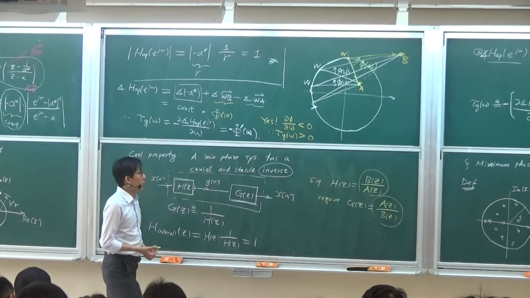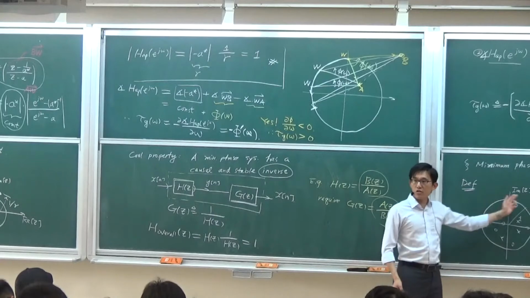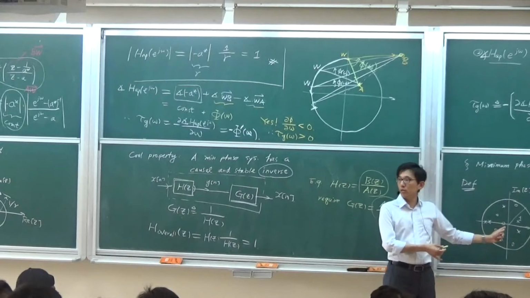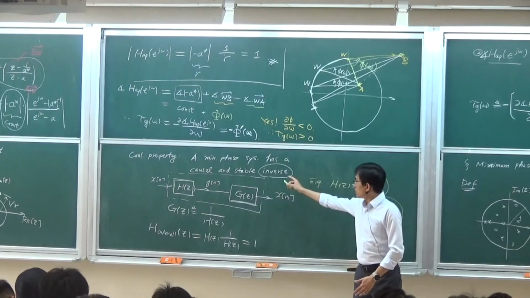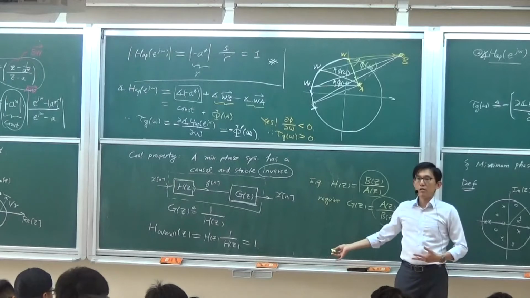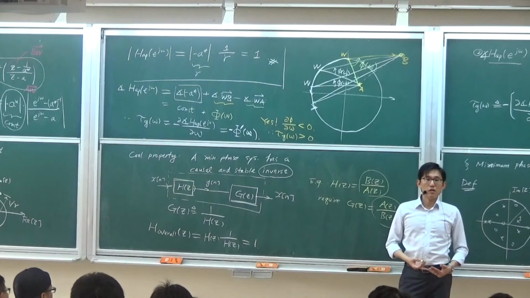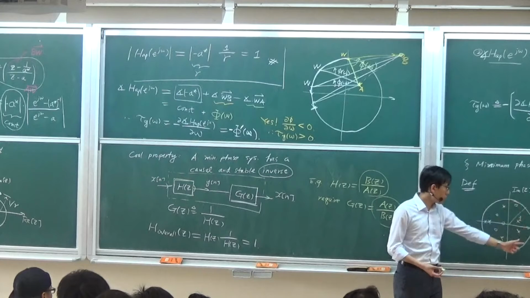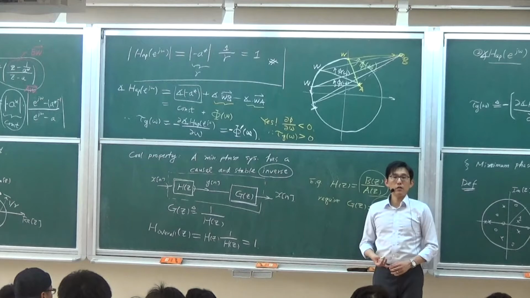So that's why we say the conclusion is this: a minimum phase system, by definition, has all the zeros and poles inside the unit circle. And for this kind of system, it has a cool property that the inverse is also stable, because now all the zeros and poles are inside. When a zero becomes a pole, and a pole becomes a zero, they are still inside the unit circle. So we can construct a stable inverse for any minimum phase system. That's a nice property. Any questions?